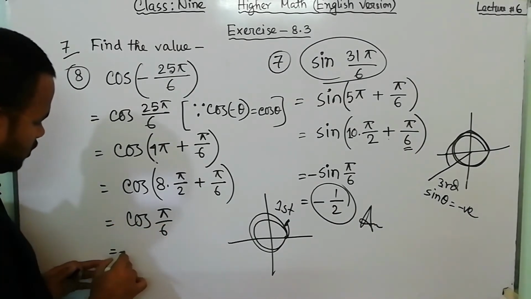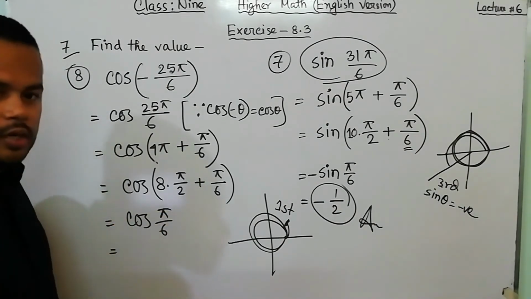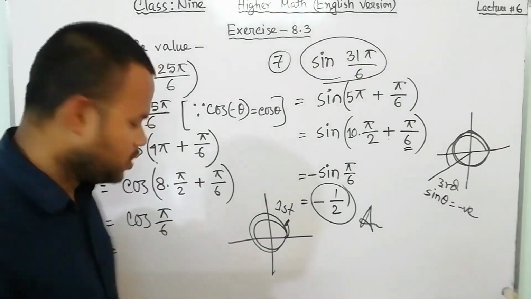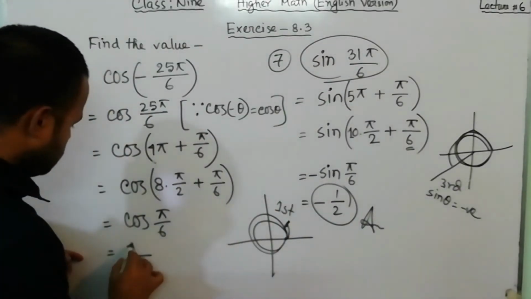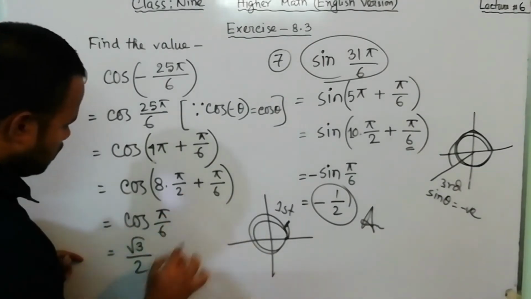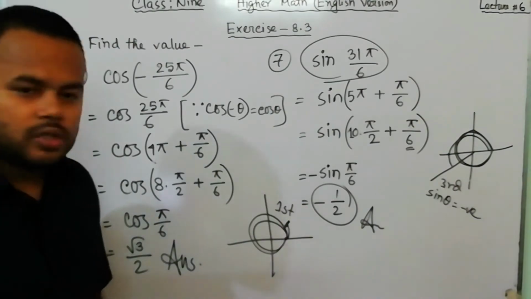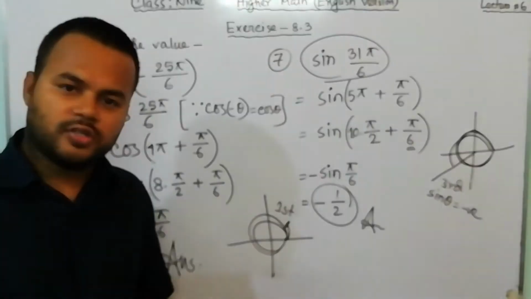Now put the value of cos 30 degrees. What is the value of cos 30 degrees? That is root 3 by 2, root over 3 by 2. I think that is the answer. Okay, I hope all of you have understood this.